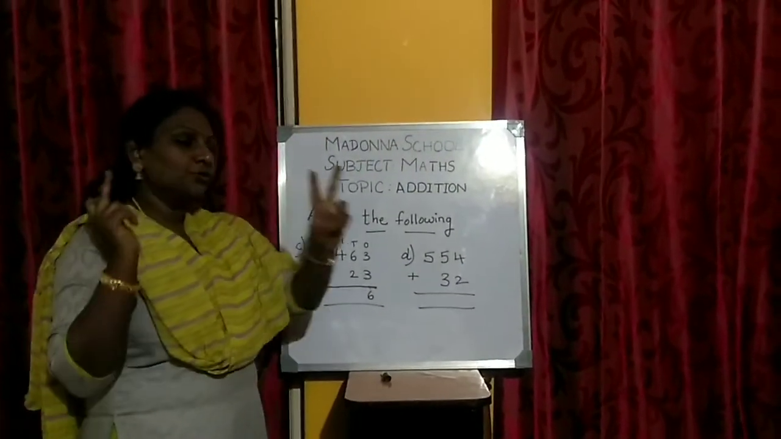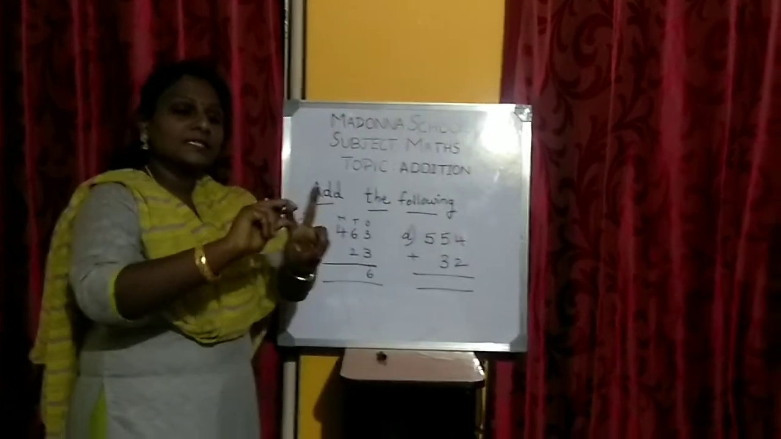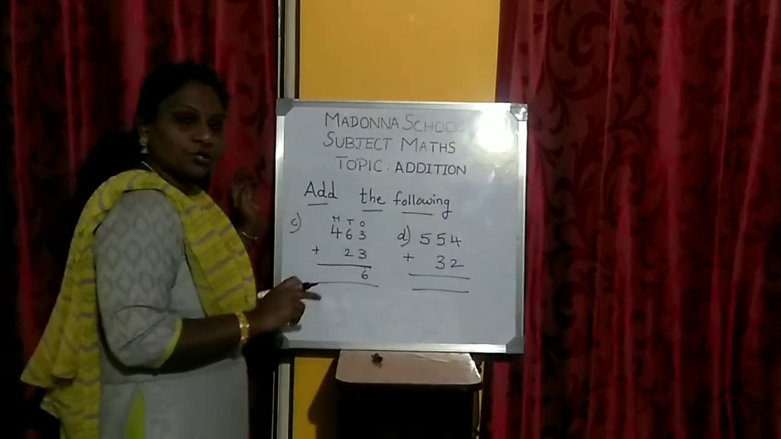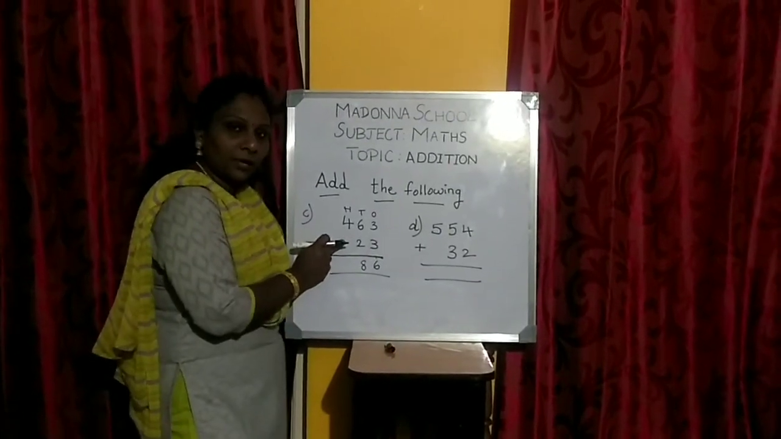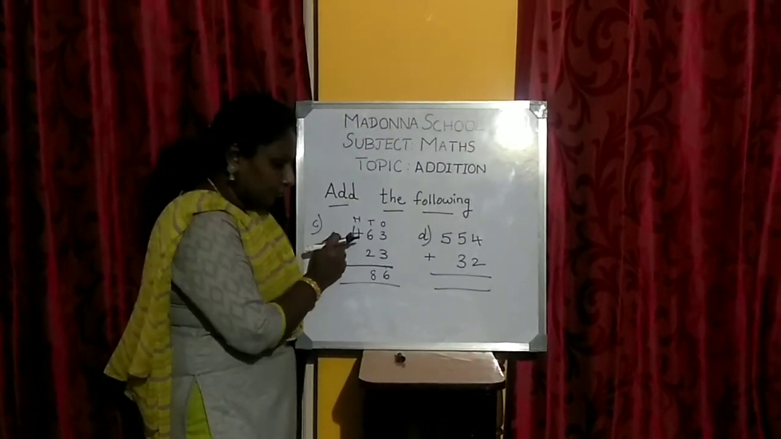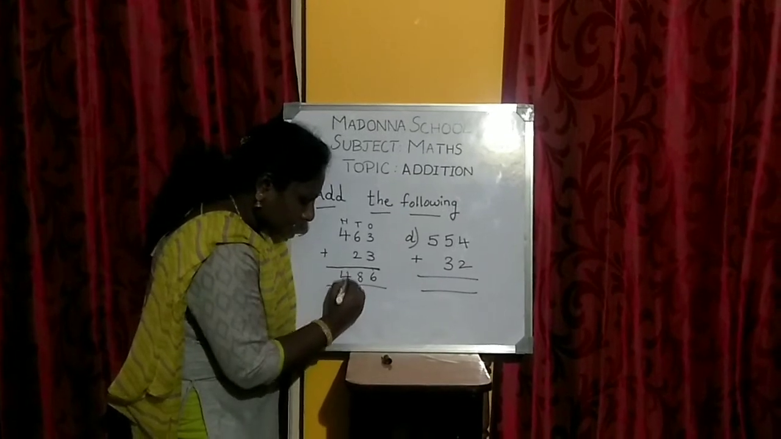So 6 in your mind, 2 show it on your finger. After 6: 7, 8. So 6 plus 2 is how much, children? 8. So in the hundreds place, do you have any number here? No. So what you should do, you should bring down the number as it is.